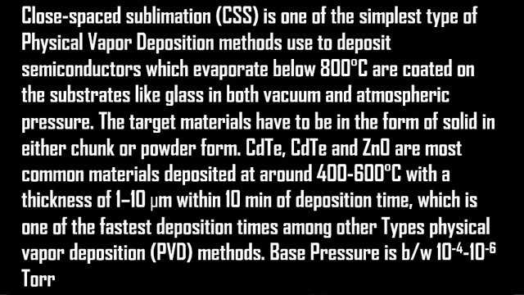Another interesting fact to notice here is that closed space sublimation is more common for the fabrication or deposition of photovoltaic thin films. So it is more commonly used for the deposition of films having photovoltaic properties, and most commonly the thin films prepared by closed space sublimation, as I have previously discussed, are zinc telluride, zinc oxide, cadmium telluride, cadmium selenide, and zinc selenide, etc.